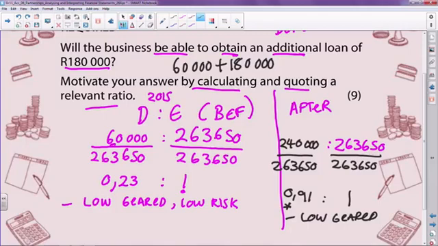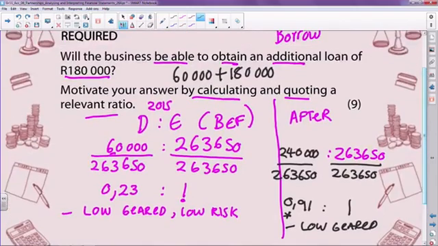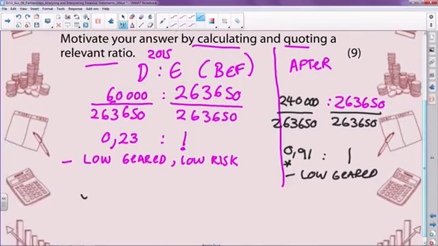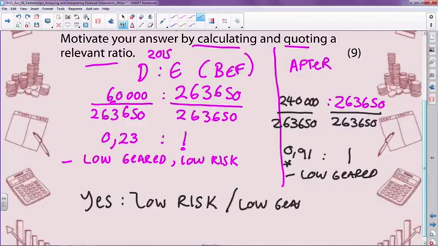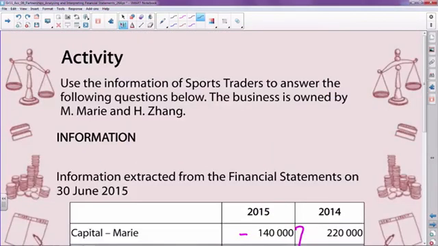Right, so the advice that you would give the business, going back to the question: will the business be able to obtain an additional loan? The answer will be yes. The reason for that is the business is low risk, or low geared, and therefore the banks will grant the business an additional loan. In other words, they will qualify for additional loans.